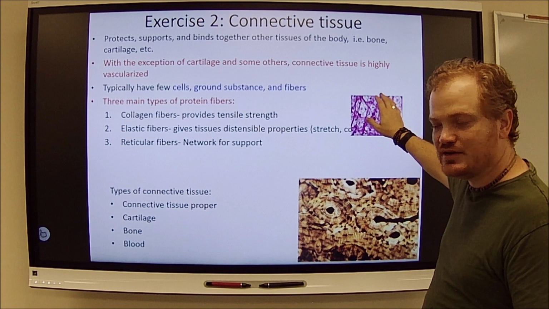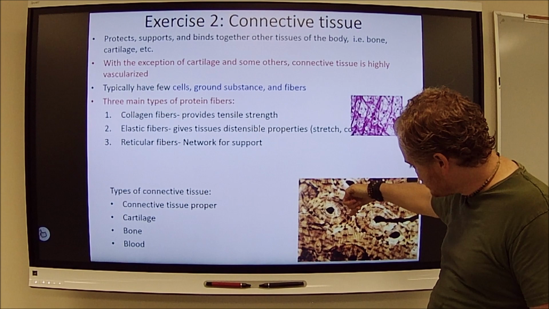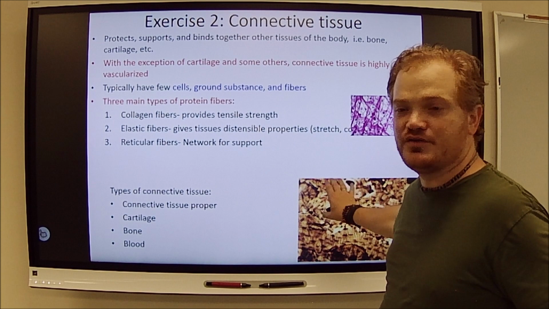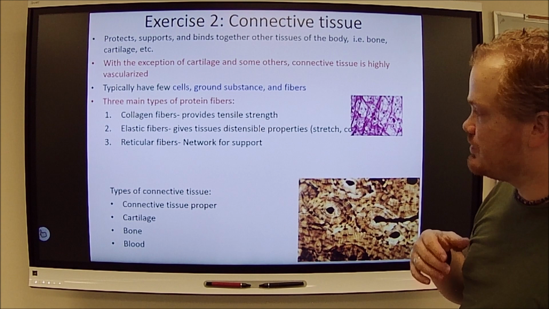This is bone. Cells, osteocytes, all over the place. That's these little black spider webs all over the place. These little black spots look like spiders to me. Ground substance in bone is calcium and phosphate crystallizations, and then the fibers are collagen. Bone is just packed with collagen fiber. So cells, ground substance, and fibers are the main characteristics of connective tissue.